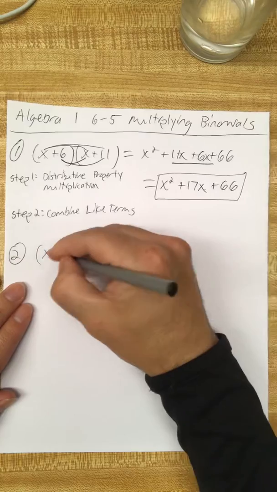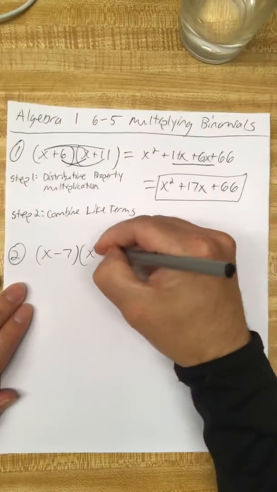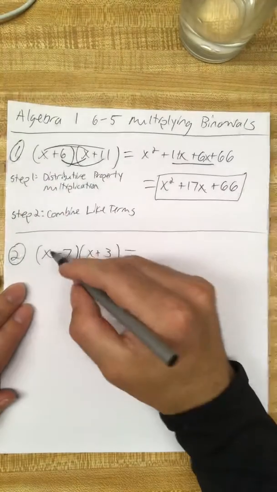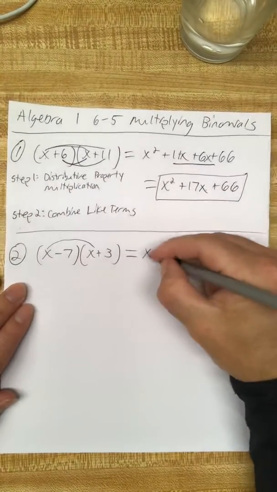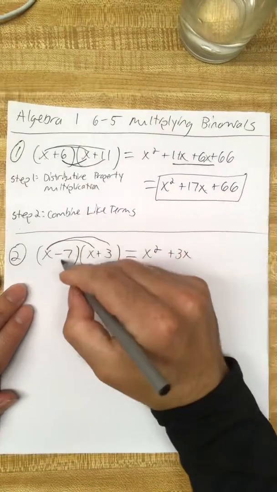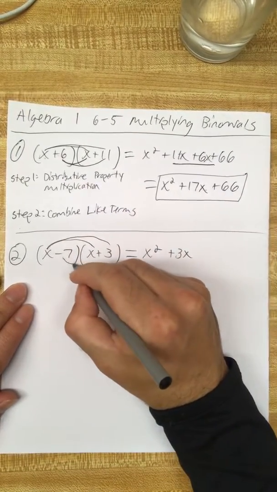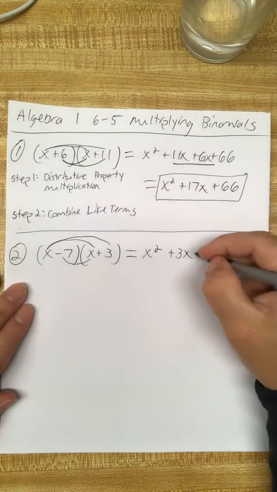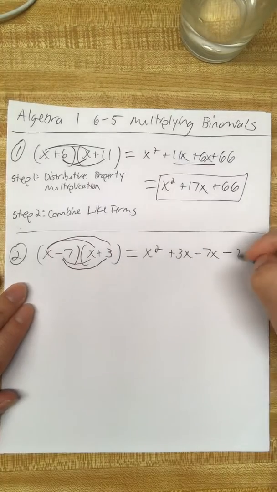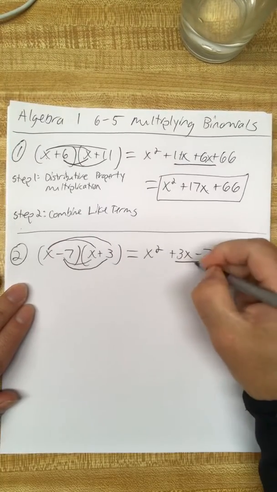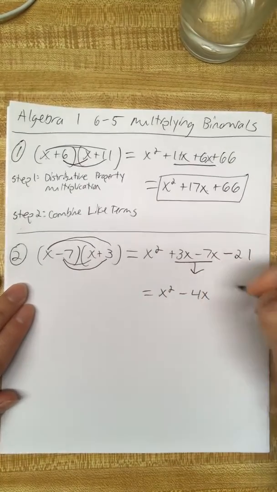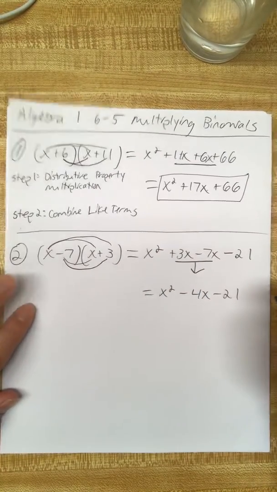Second up, you got to be careful of minus signs. So in a case like this, on your first step, we're doing x times x, you get x squared. X times 3 is 3x. Then you got this minus 7. You have to treat that like a negative 7. So negative 7 times x is a minus 7x. Negative 7 times positive 3 is negative 21, or a minus 21 there. So my final answer is going to be x squared minus 4x minus 21.